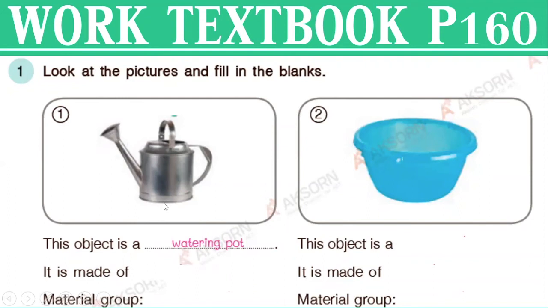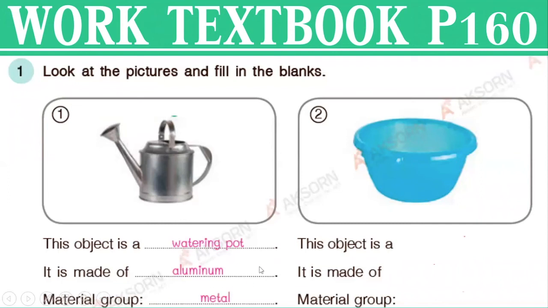But what kind of metal? We have many different, copper, silver, right? Gold, tin, zinc, many different. And what do you think? It's made of what kind of metal? It's made of aluminium, all right? Aluminium. Repeat after me. Aluminium. It's made of aluminium. And what material group? Aluminium is metal.